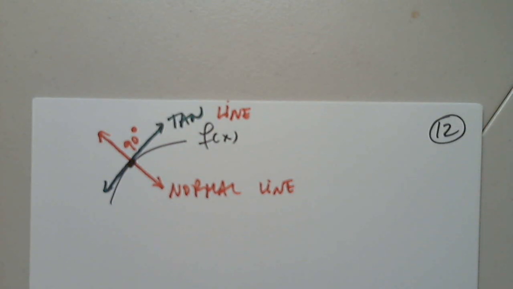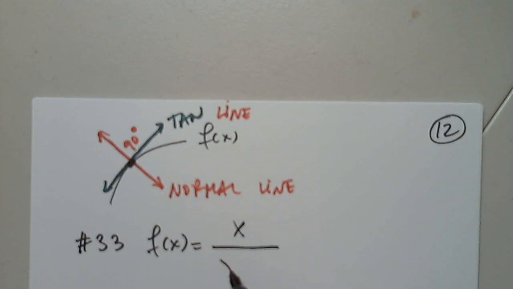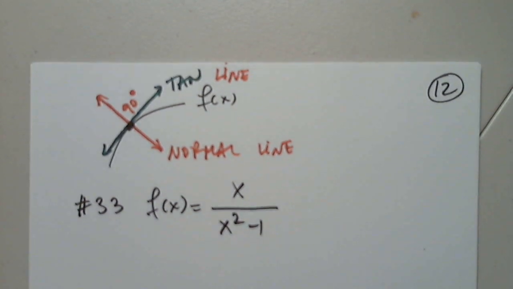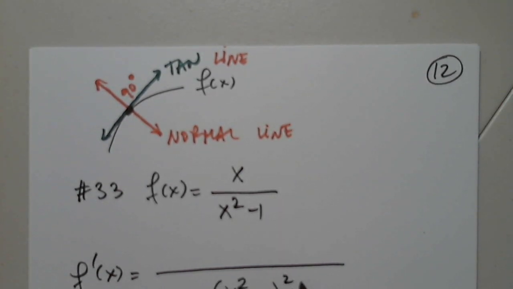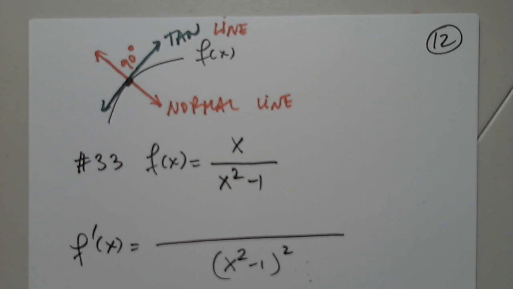Okay, so we wanted to look at, I think we said 33. And we have f of x equals x over x squared minus 1. And they are asking us to find the first and the second derivatives. Okay, so for the first derivative, I know it's the quotient rule, so I have x squared minus 1 squared in the denominator right away.